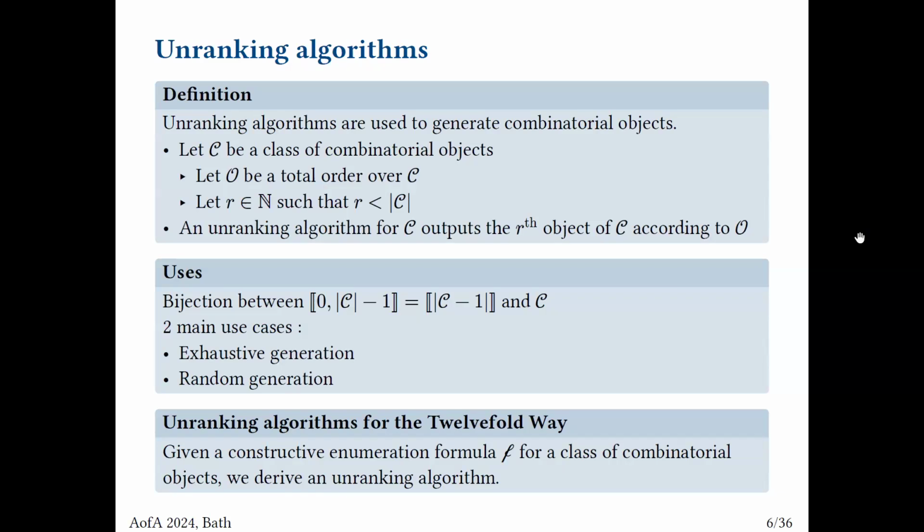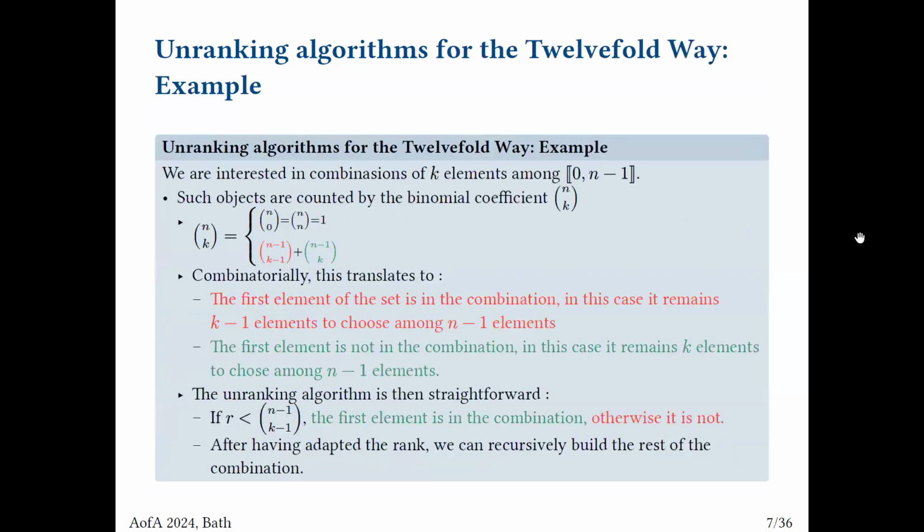One of the strong points of an unranking algorithm is that, given a constructive enumeration formula for a combinatorial class, we can easily derive an unranking algorithm for this class. I will illustrate it on the example of combinations, which are counted by binomial coefficients. How to build a combination? You have a set of n elements, and you need to choose k elements among these n elements. For each element, starting with the first, you ask yourself the following question: did I select this element in order to build my combination? If you select this element, it remains k-1 elements to select among n-1 elements. That's the left part of the binomial coefficient. And if you don't select it, you have to select k elements among n-1 elements. That's the right part.